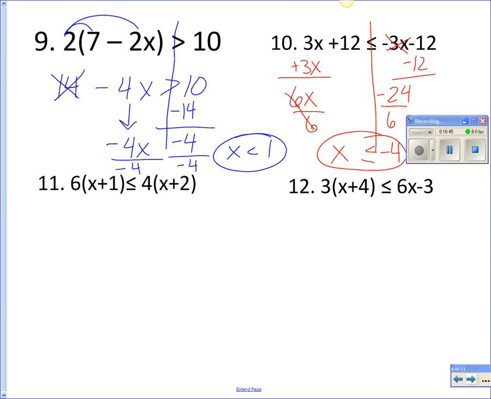All right, number 11, 6 parentheses x plus 1 less than or equal to 4 parentheses x plus 2. All right, Caitlin, you help me with this one.